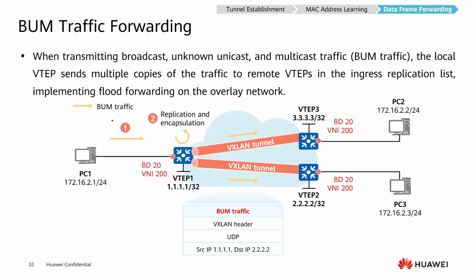And last, let's look at the BUM traffic forwarding. When the VXLAN network transmits broadcast, unknown unicast and multicast traffic, we call all this traffic BUM traffic. The local VTEP will send multiple copies of the traffic to remote VTEPs in the ingress replication list. It means for one BUM packet, the ingress VTEP needs to copy it several times, so it will cost a lot of resources.